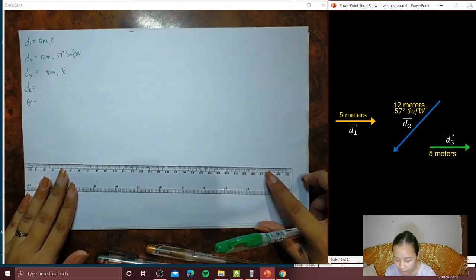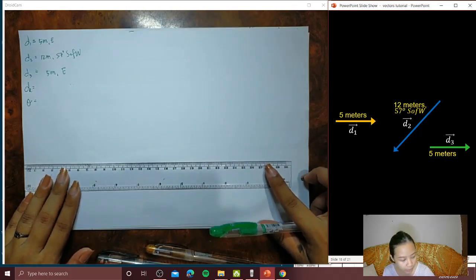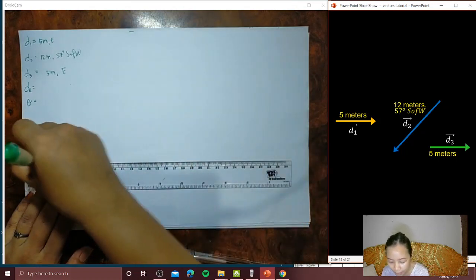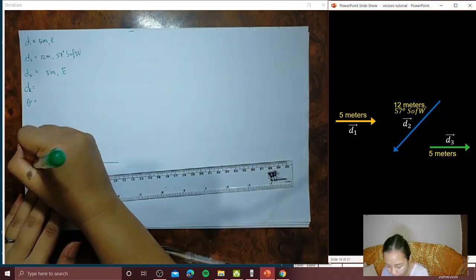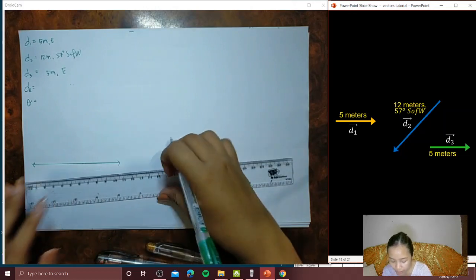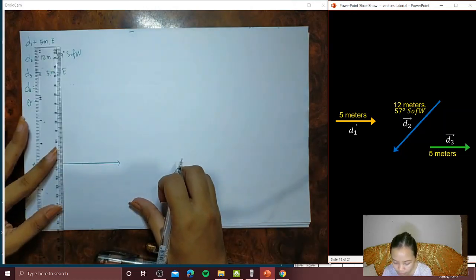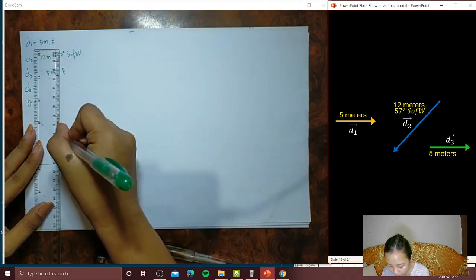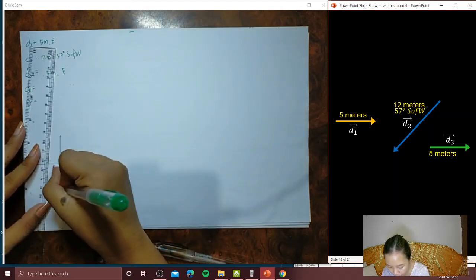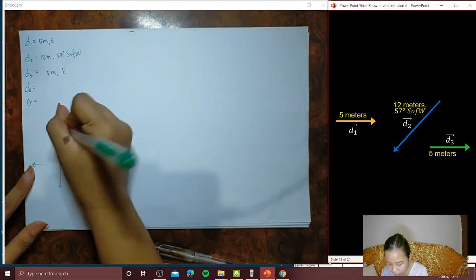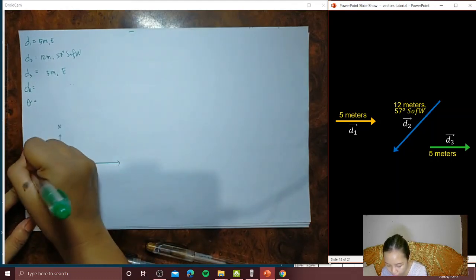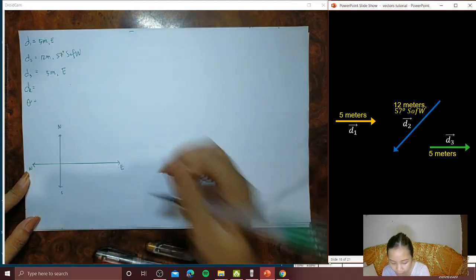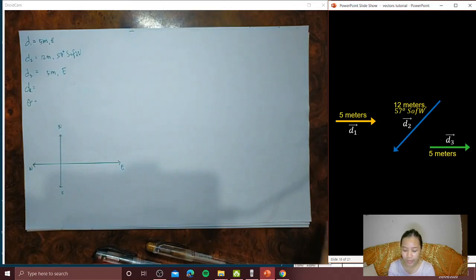So, we have here our Cartesian plane. This is for our x-axis. This is for the x-axis. Now, let us have here the y-axis. Here it is. Okay, so there. This is for the north, south, west, and east.